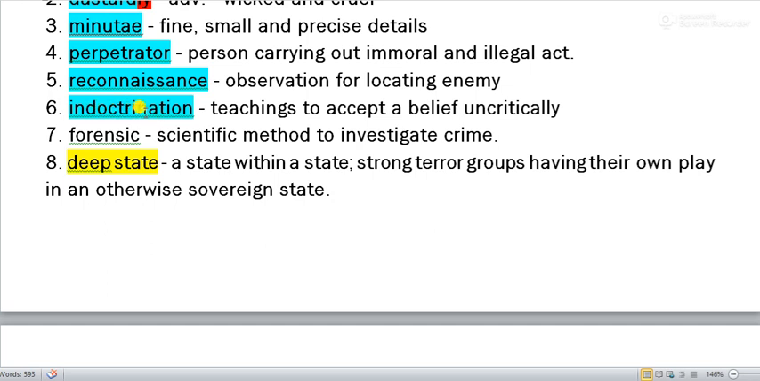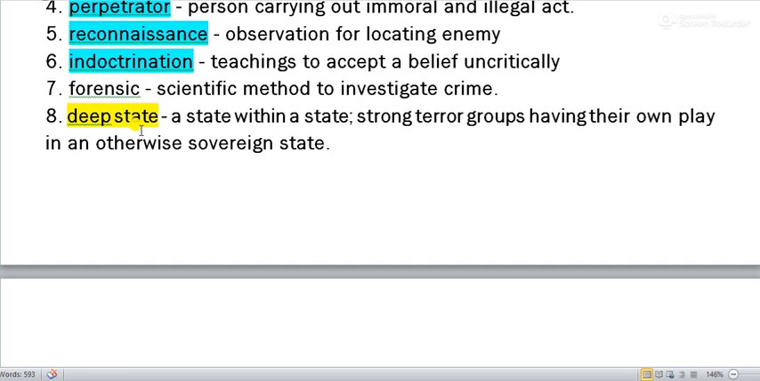Indoctrination. Indoctrination is wrong teaching, or teaching to accept a particular belief, a particular religion, without any argument, without any criticism. So this is indoctrination. Forensic. Forensic is a scientific method to investigate crime. The scientific method to investigate a crime is called forensic investigation.